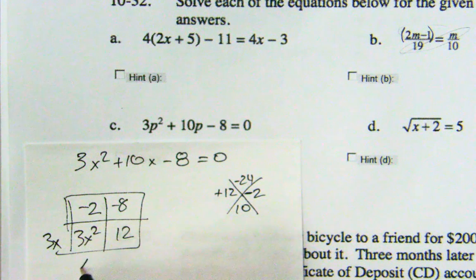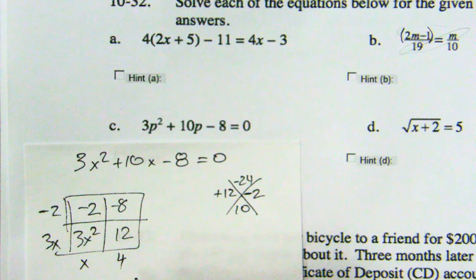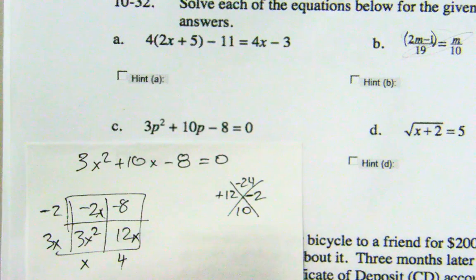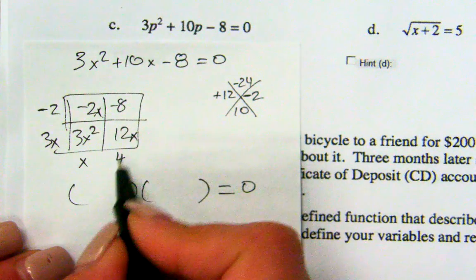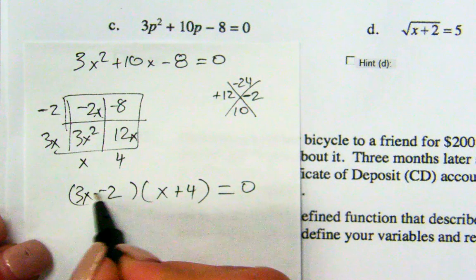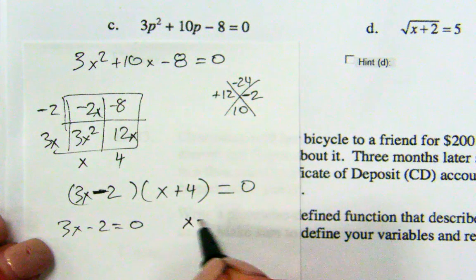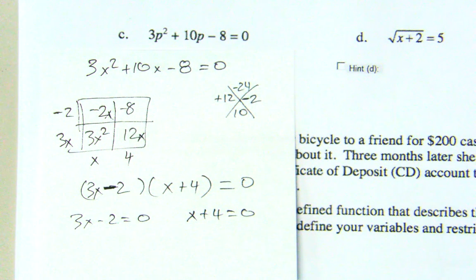So 3x and x, negative 2 and 4. So 3x times 4, 12x. That works out, I think. Negative 2 times 4 is negative 8. All right, so we have 3x minus 2, we have x plus 4, so split them up and solve. So 3x minus 2 equals 0, and then x plus 4 equals 0, and then you can solve your answer that way. Okay, so that was part C.